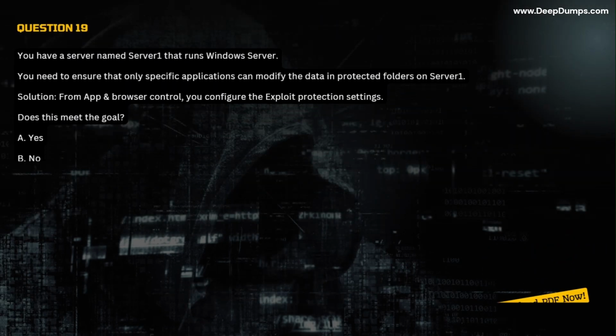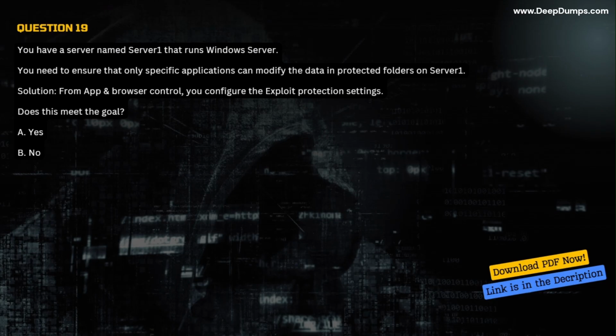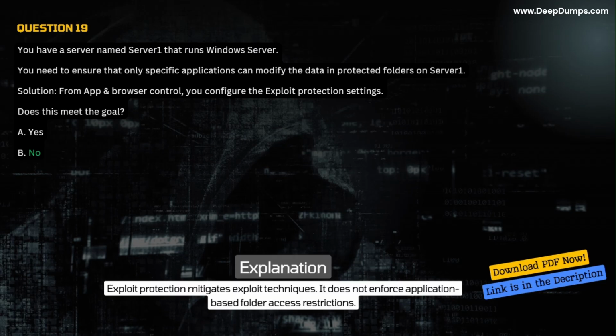Question 19. You have a server named Server 1 that runs Windows Server. You need to ensure that only specific applications can modify the data in protected folders on Server 1. Solution. From App and Browser Control, you configure the exploit protection settings. Does this meet the goal? A. Yes. B. No. Correct answer B. No. Explanation. Exploit protection mitigates exploit techniques. It does not enforce application-based folder access restrictions.